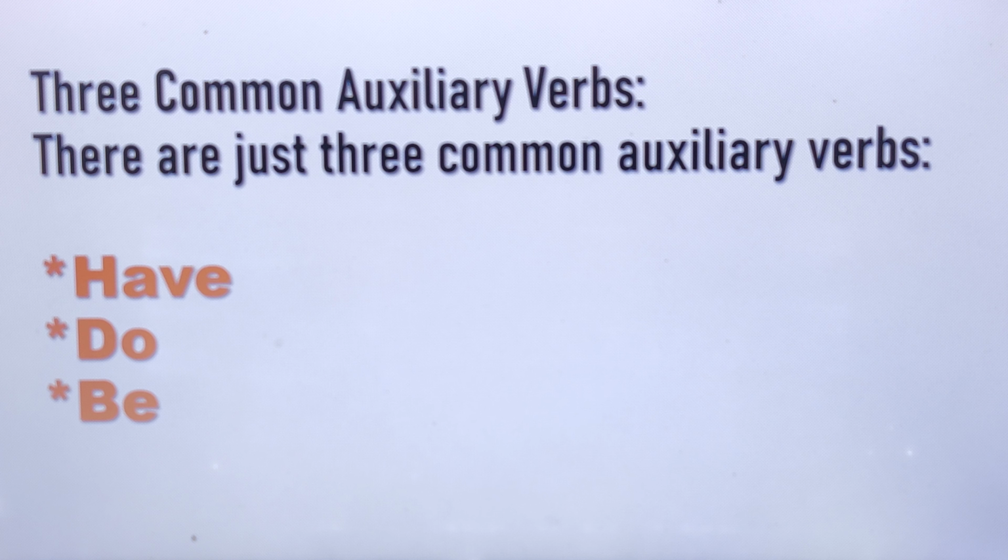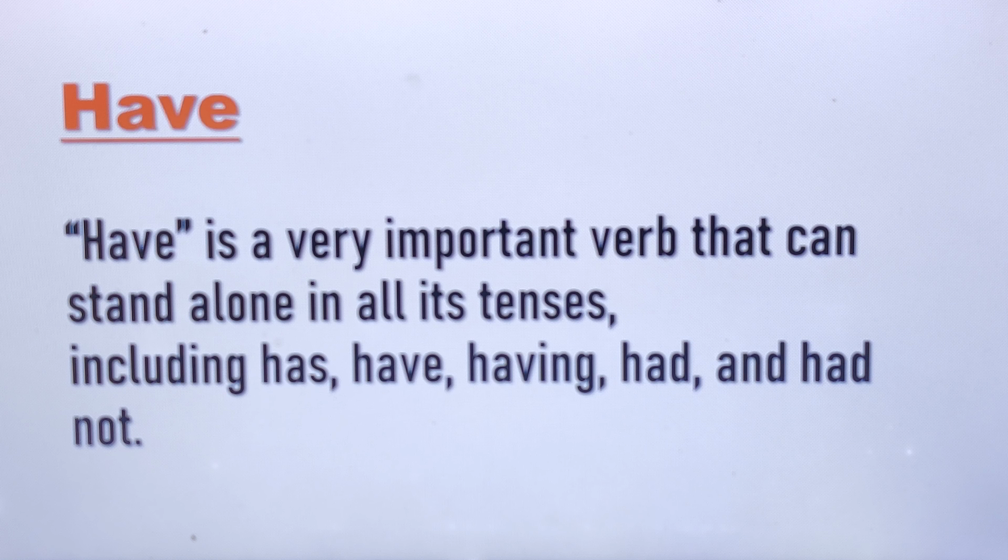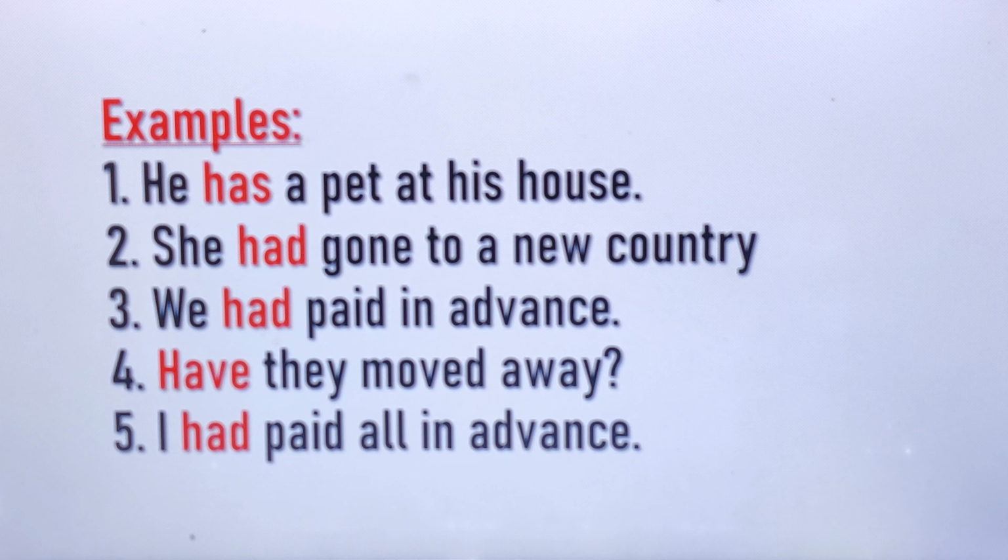Three common auxiliary verbs. There are just three common auxiliary verbs: have, do, be. Have is a very important verb that can stand alone in all its tenses, including has, have, having, had, and had not. Examples: He has a pet at his house. She had gone to a new country. We had paid in advance. Have they moved away? I had paid all in advance.